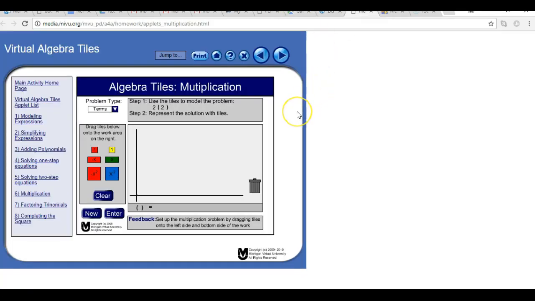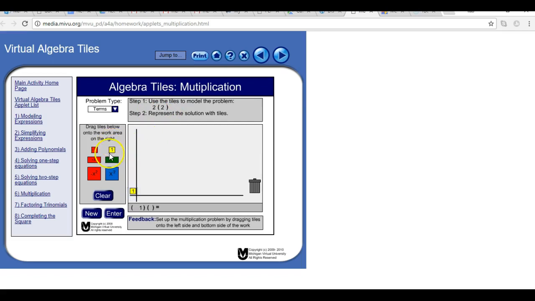So if you click here on the algebra tiles, it will take you to this screen here. And what we're going to do now is model multiplication. It says use the tiles to model the problem 2 times 2. It's fine to write numbers or terms next to each other, one on the outside of parentheses and the other inside parentheses, and that will mean multiplication. So this says 2 times 2.